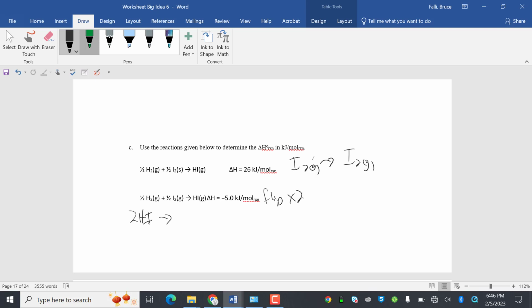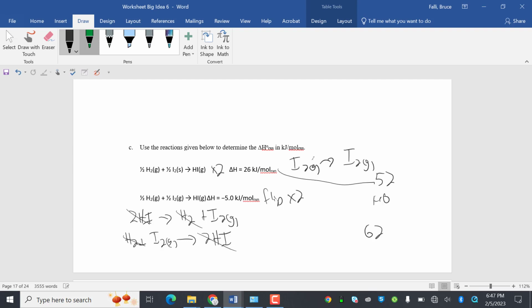So 2 HI yields H2 plus I2. I'm going to focus on the gases here. So that's what I want. And then on this one, I have to multiply by 2, but leave it where it is. So H2 plus I2 solid yields 2 HI. When I look at those, they will cancel out, and I have I2 solid yields I2 gas. So I math this out: 26 times 2 is 52, and then this one is positive 5 times 2, so positive 10. That's 62.